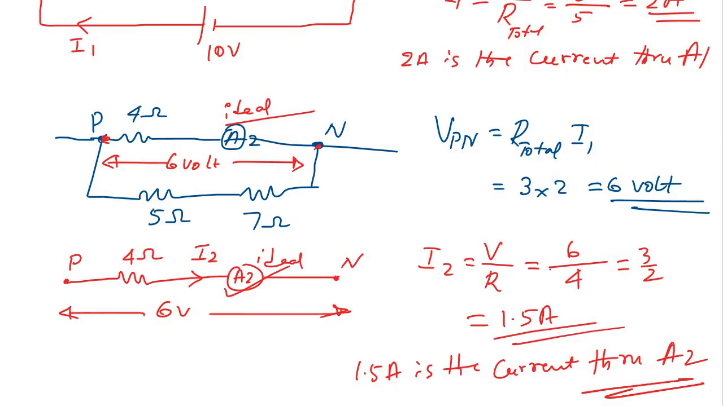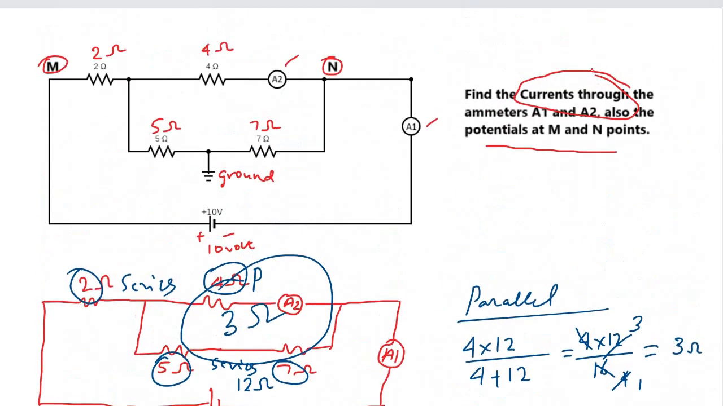So finally, what do you have to find? Look in the question one more time if you have forgotten. We found A1 current, we found A2 current, that is the currents flowing through the ammeter A1 and A2. Finally, we have to find the potentials at M and N. Be careful, it is potential, not potential difference. It is a potential at M and N.